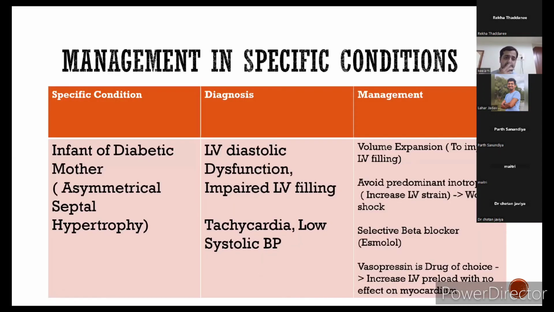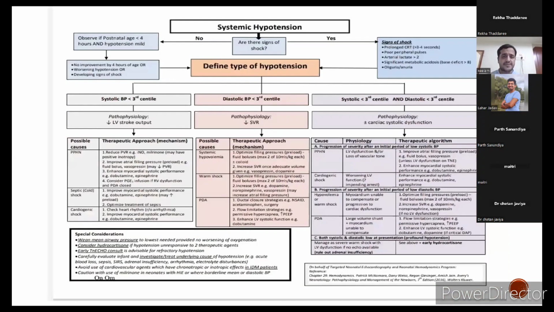Okay. Then in babies with infant of diabetic mother, usually there is asymmetrical septal hypertrophy, there is diastolic dysfunction, LV inflow will be poor, and so in these babies also volume expansion will be the first line. Again, you should not use inotropes like dobutamine or milrinone in these babies because they will worsen the shock. And vasopressin is the drug of choice because it increases the preload and prevents straining on the heart.